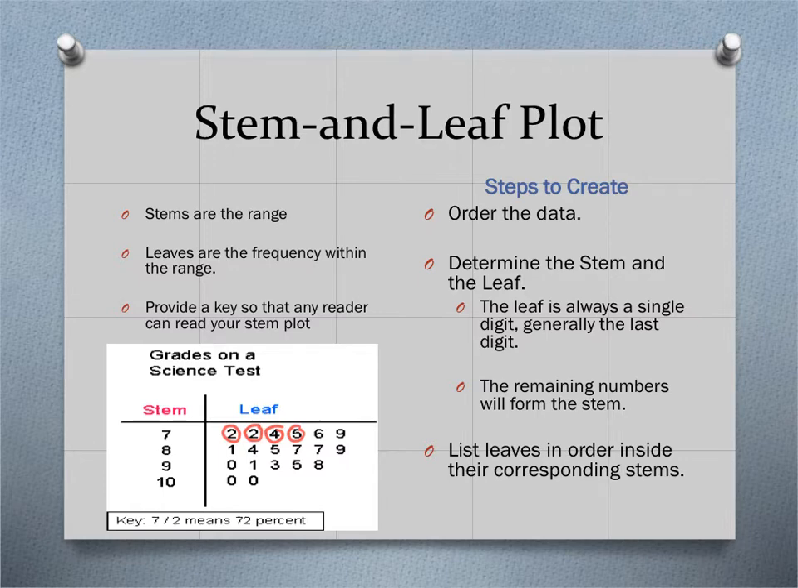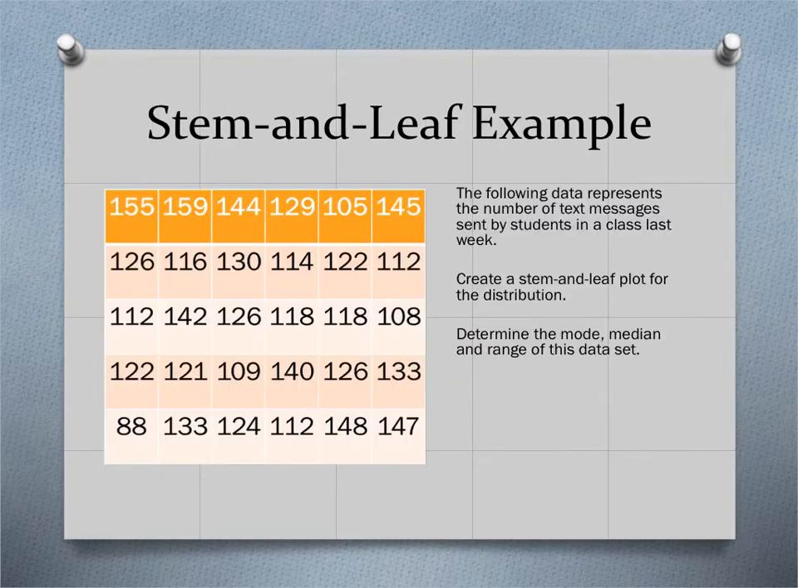So we're going to go to the next example and actually create a stem and leaf plot. For this data set, the following data set represents the number of text messages sent by students in the class last week. They want us to create a stem and leaf plot for the distribution, then determine the mode, median, and range of this data set. So we can see here we have 1, 2, 3, 4, 5, 1, 2, 3, 4, 5. We have a 6 by 5, so we have 30 students in this class right now.